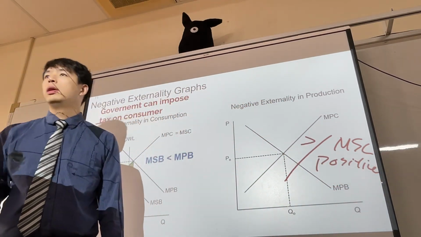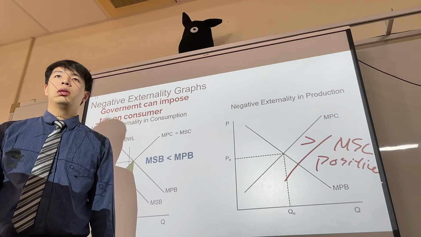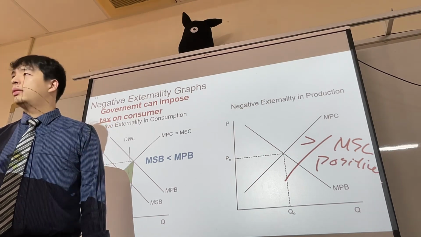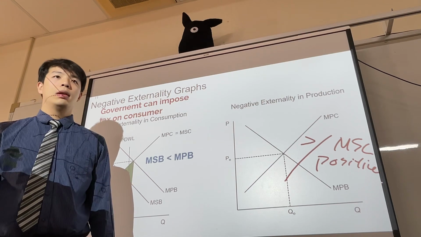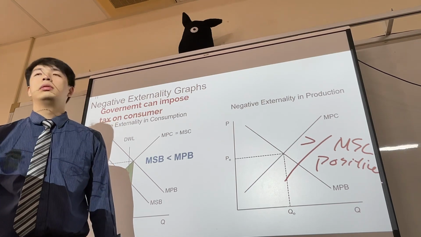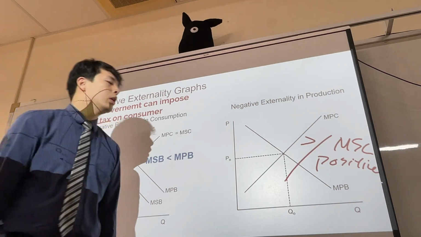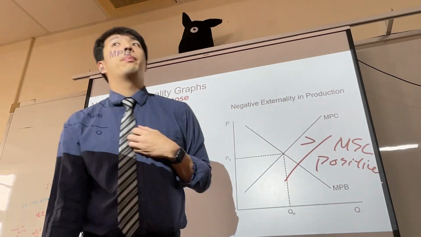Yeah. What? Huh? Yeah. Oh, anyway. So before, MPB is greater than MSC, this is for positive.